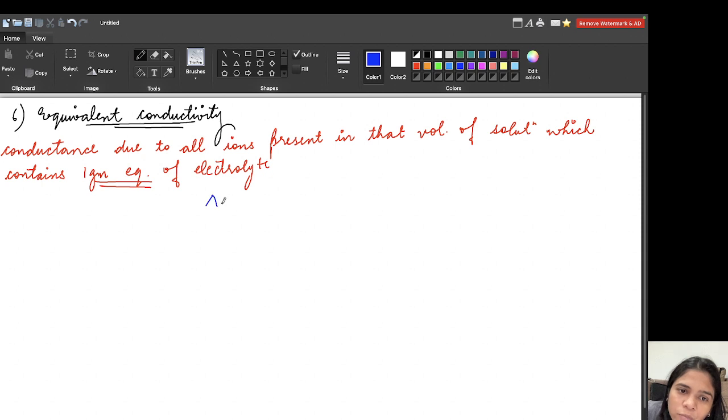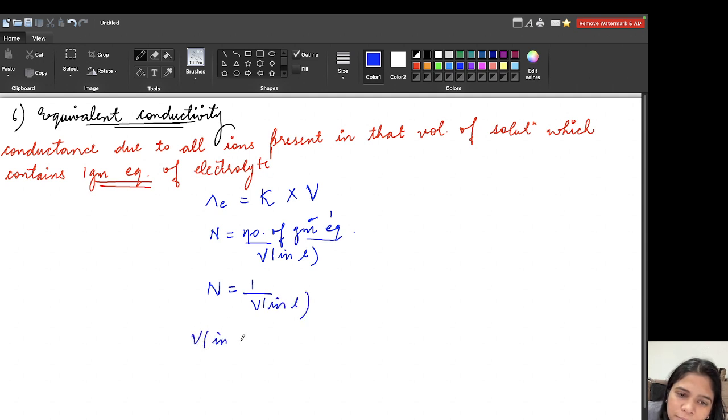And what will be the formula? Lambda equals kappa into V. Same thing. But here, you know, 1 gram equivalent we are taking, right? So normality equals number of gram equivalent upon volume in liters. Now suppose number of gram equivalent is 1. So N equals 1 upon volume in liters.